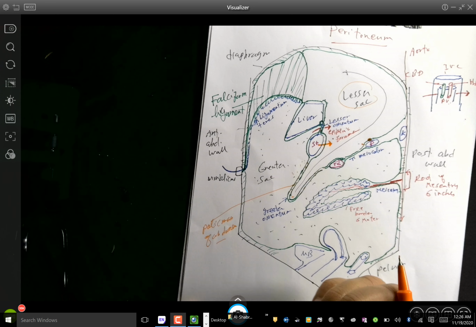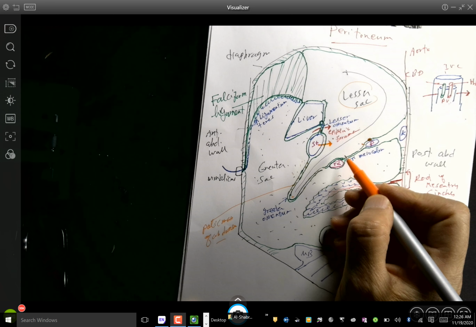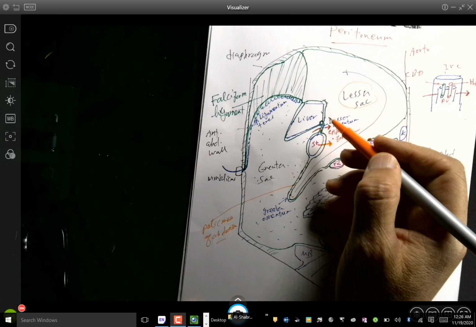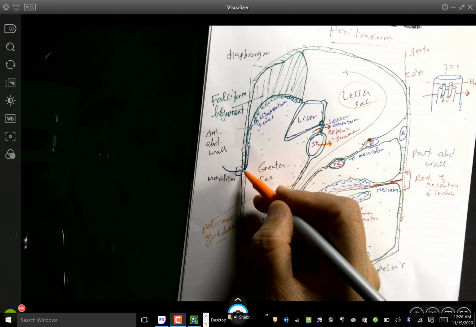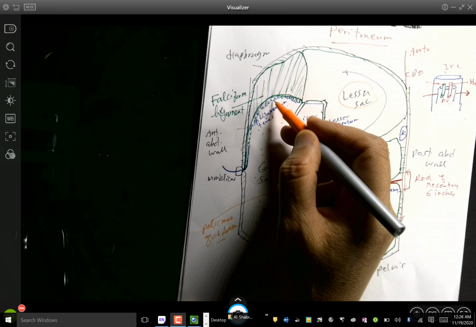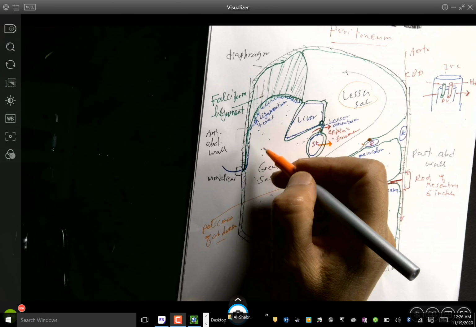Okay? So here is again the falciform ligament. It originally contains the umbilical vein, which brings oxygenated blood to the fetus, and after birth becomes the ligamentum teres.